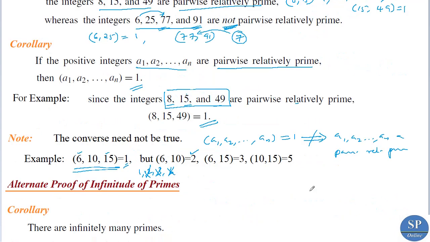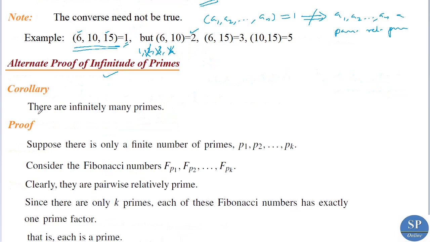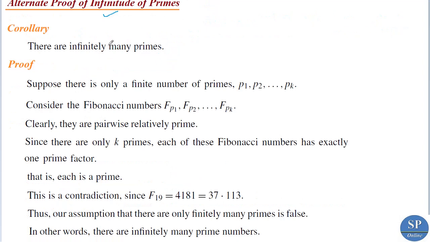Next, we have an alternate proof of the infinitude of primes. We already proved that there are infinitely many primes in the previous lectures. Here we are discussing another proof for this statement. This is an alternate proof for the infinitude of primes. Suppose there is only a finite number of primes, which are p1, p2, etc., pk. Consider the Fibonacci numbers F_p1, F_p2, etc., F_pk. Clearly, these Fibonacci numbers are pairwise relatively prime.